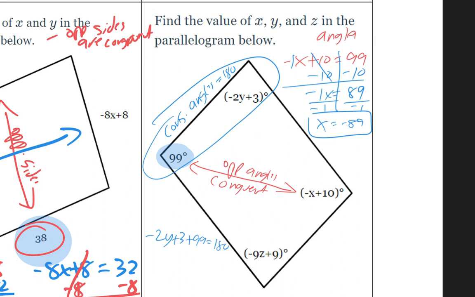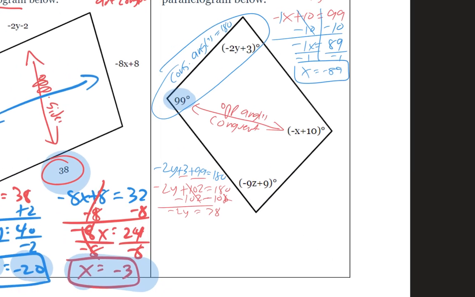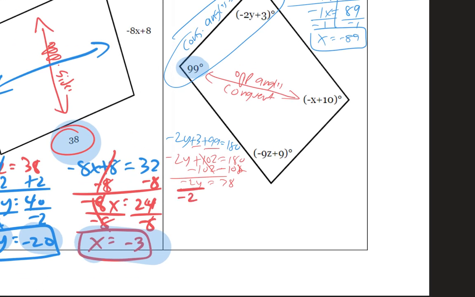We're looking at our relationships. So then we just combine our like terms. I have positive 3 and positive 99. That gives us positive 102. I'm going to bring down the negative 2y equals 180. Then I subtract 102 from both sides, and that cancels out. So negative 2y equals 78. Then divide both sides by negative 2, which cancels out. Y equals positive divided by negative gives us a negative 39.